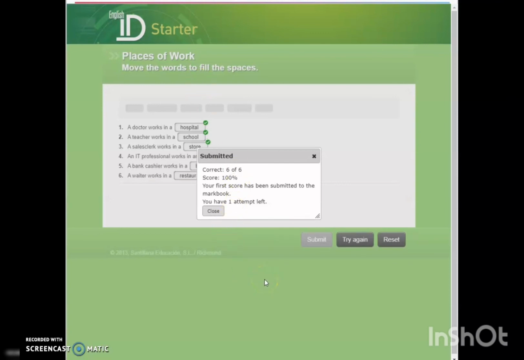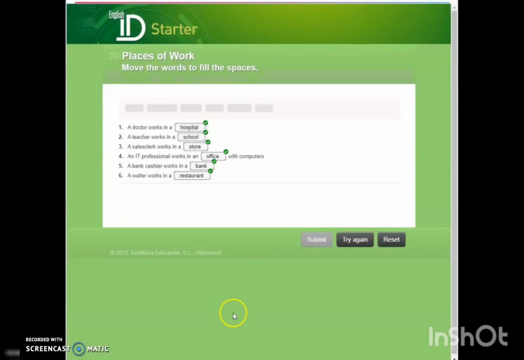So, these activities are easy, right? What do you think? Tell me. So we have to continue with the last point of our class. This is all, right? This is all about the exercises for today's class.